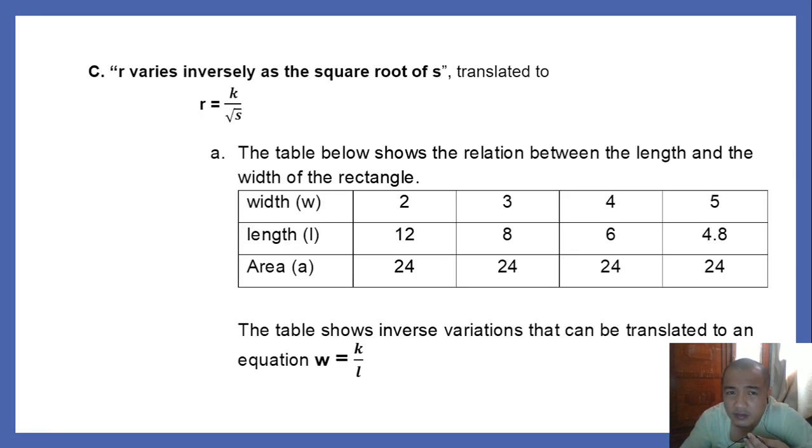R varies inversely as the square root of S. It's translated as R equals K over square root of S. Now let's have here a table. It shows the relation between the length and the width of the rectangle.